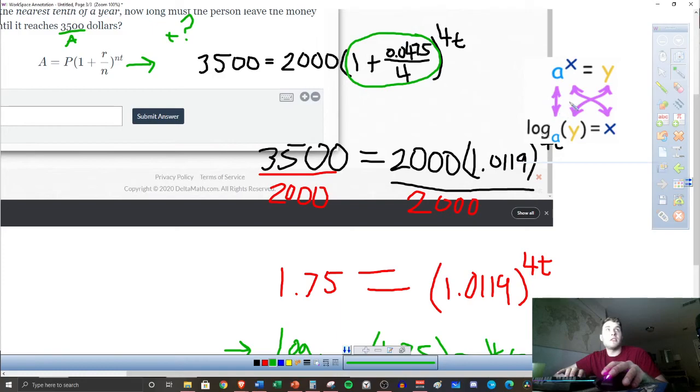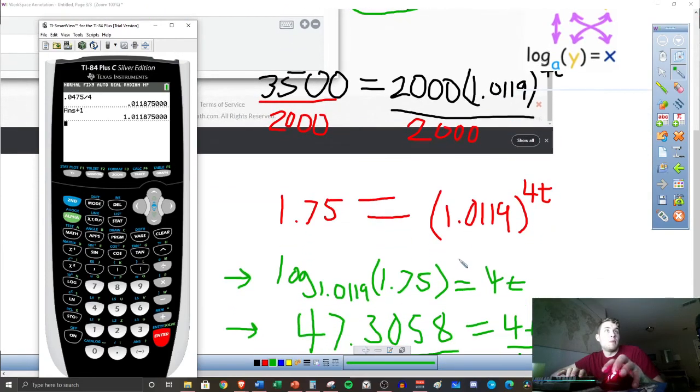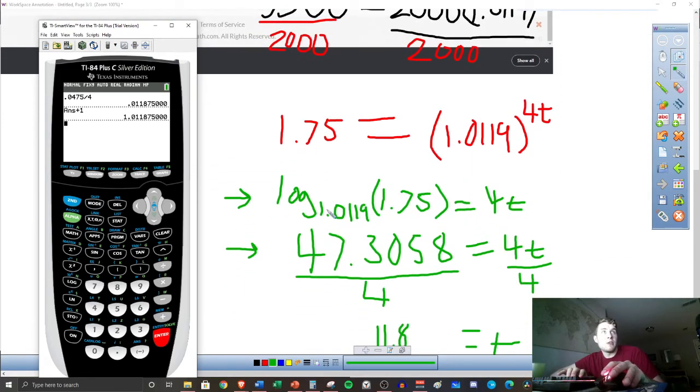I really need to make sure that this number is precise. So let me clear all this. If I do 0.0475 divided by 4, there's that decimal. If I add that to the 1, I get this number, which I rounded to 1.0119. That rounding caused a problem when I moved it into the logarithm. That's pretty frustrating. But let's talk about how you can make this easier for yourself to type.